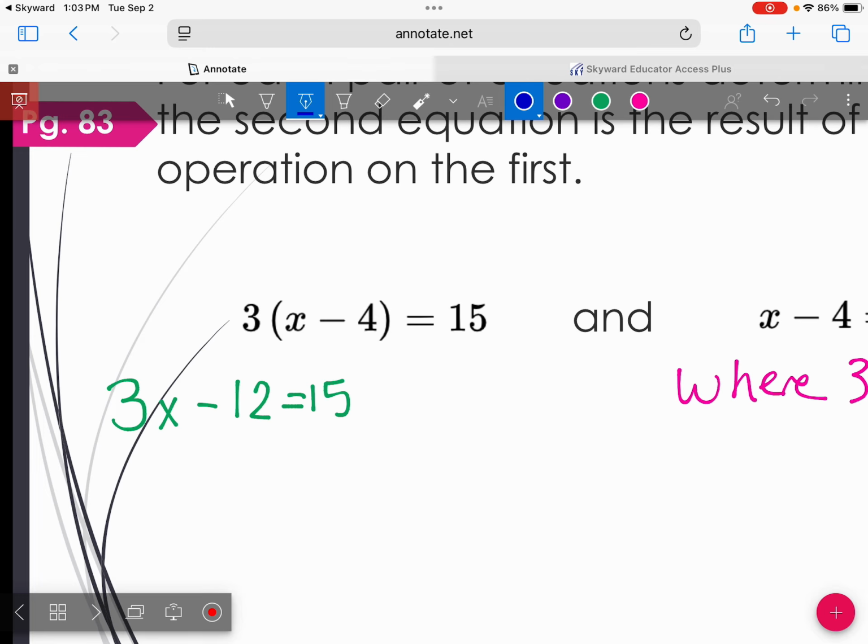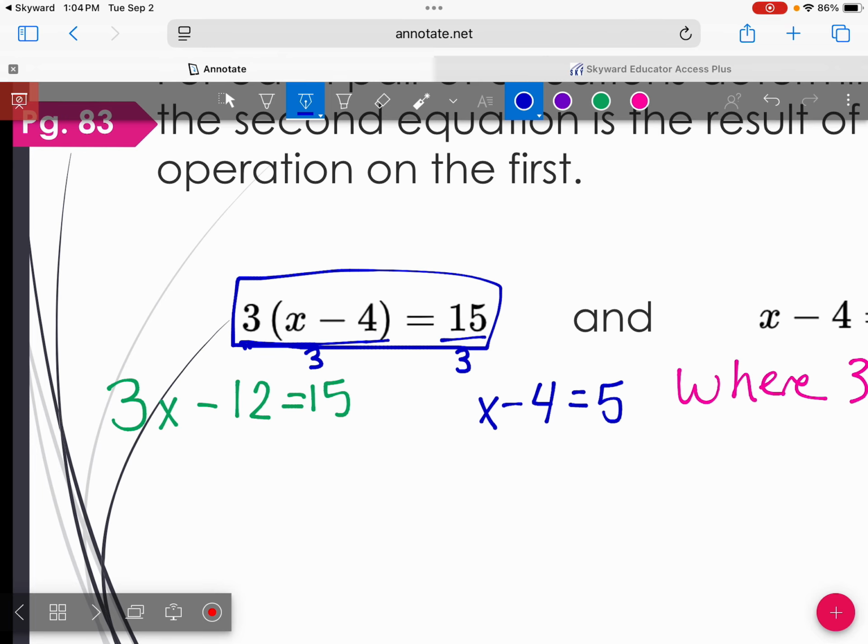From here, what would be another option to take instead of distributing? Divide both sides by 3. That's what they were trying to do. They tried to divide both sides by 3, but they forgot the both sides part. Because I could absolutely divide both sides by 3, and that would give me this, very similar to what they had, my x minus 4, but they just forgot to make this be a 5. Either way, we should get down to the same answer.